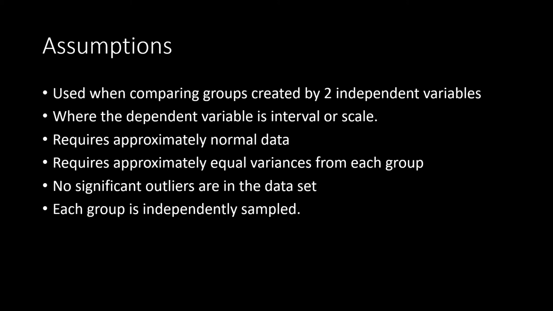The other assumptions related to a two-way between subjects ANOVA are that the dependent variable is interval or ratio scale. The data is approximately normally distributed. The groups have equal variances. There are no significant outliers in the data set, and each group is independently sampled.